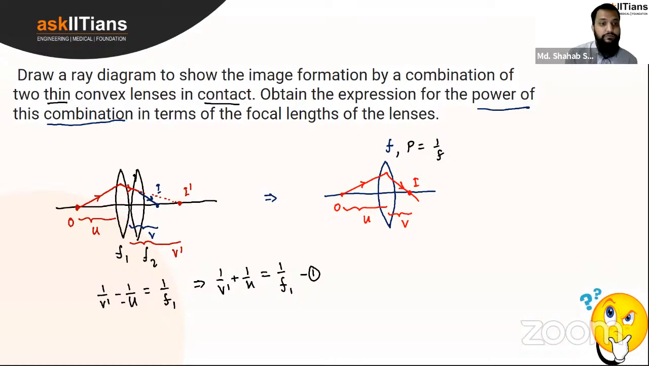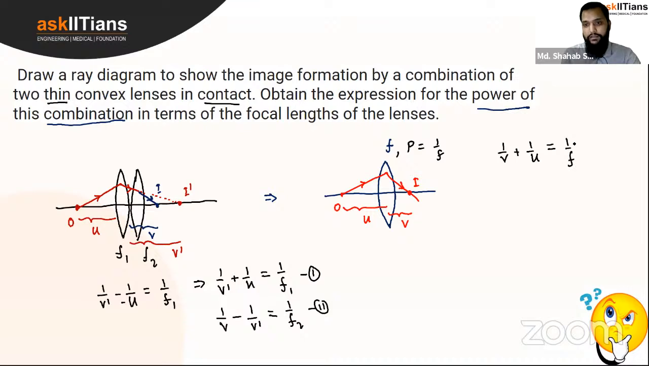This is equation first. For the second lens, guys, I can write the final image as V, the image distance. So 1 by V minus 1 by U. U is actually V prime, because this intermediate image acts as an object for the second lens. So I should write 1 by V prime, positive only, and the focal length is also positive, 1 by f2. This is the second equation. And from here we can write 1 by V minus 1 by U, so minus minus would become plus, please understand, is equal to 1 by f. And 1 by f is actually the power of the combination.